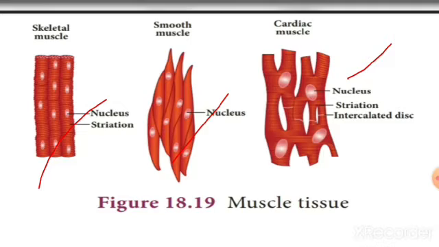and they are long and spindle shaped. These muscle cells are long and spindle shaped. They can contract and relax, allowing the cell for movement.